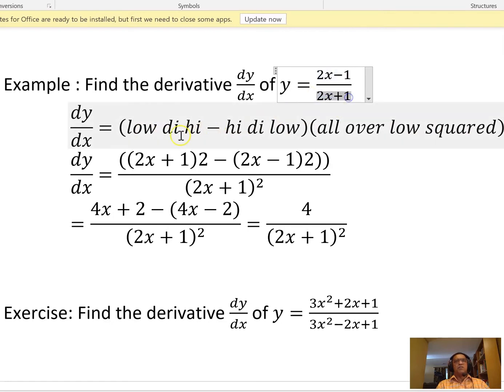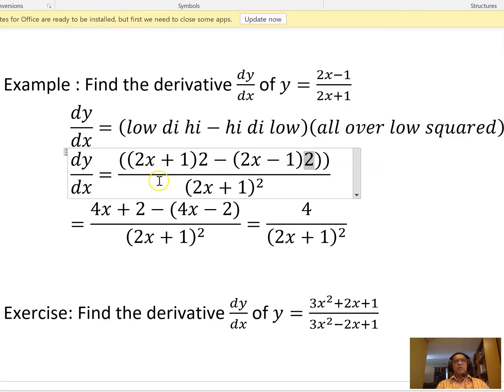So 2x plus 1. The first thing that you do is you write 2x plus 1. And d high means what? The derivative of the high. So you go to the high and take the derivative, and the derivative of the high is nothing but 2. Subtract high, which is again 2x minus 1, so we just rewrite it. And wherever you say d, you differentiate. So d low, the derivative of the low, which is 2x plus 1, the derivative of that is 2, and it says all over low squared.